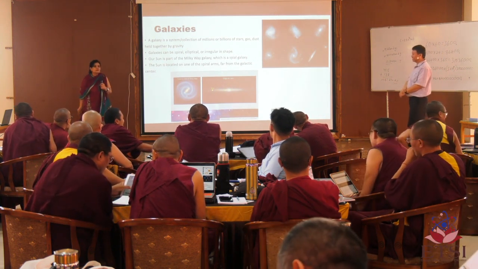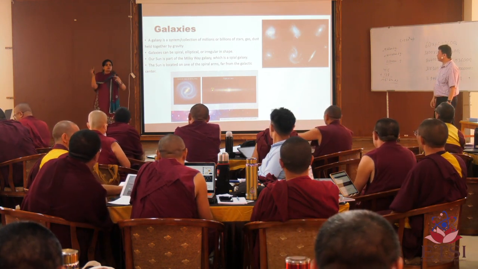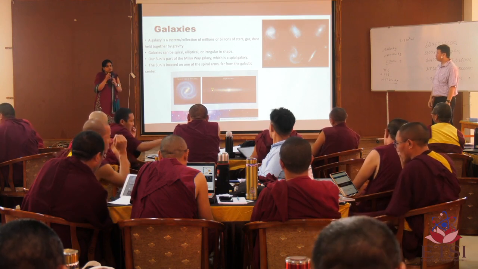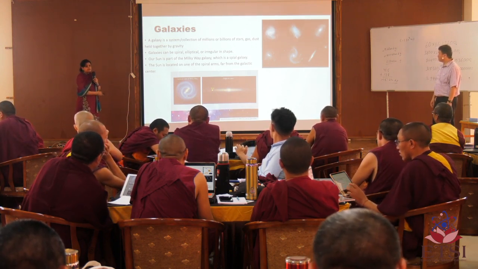So now we know what stars are. What is a galaxy? A galaxy is a collection of stars. All the stars collected together is called a galaxy. There can be millions or billions of stars in a galaxy.